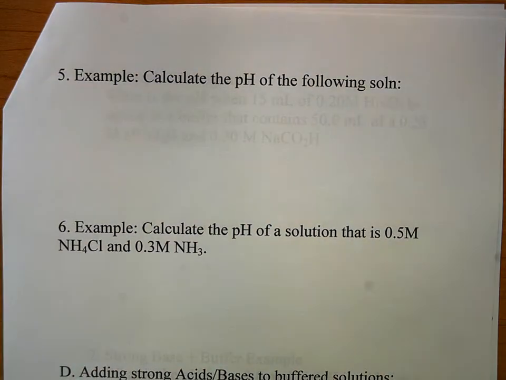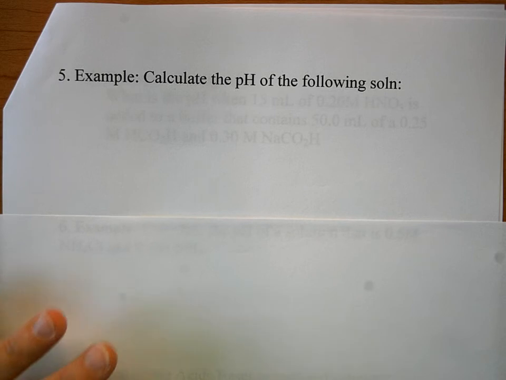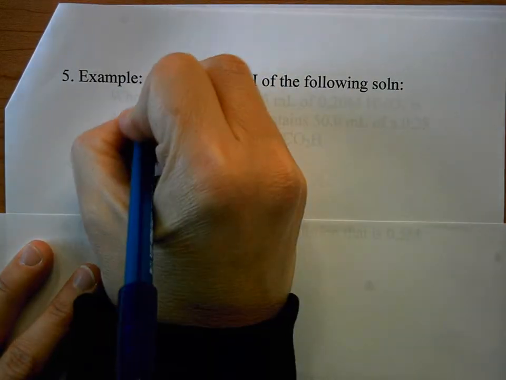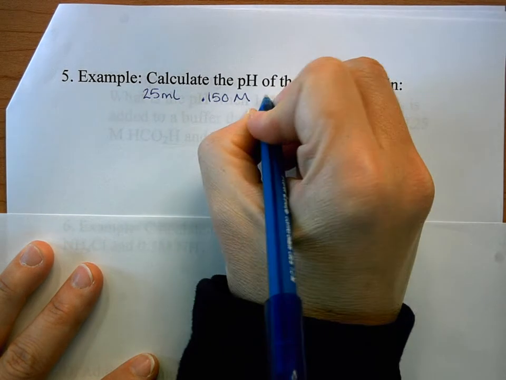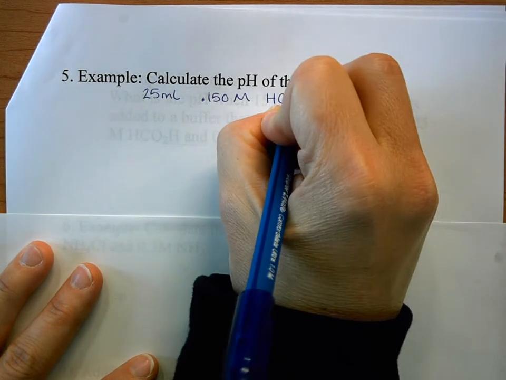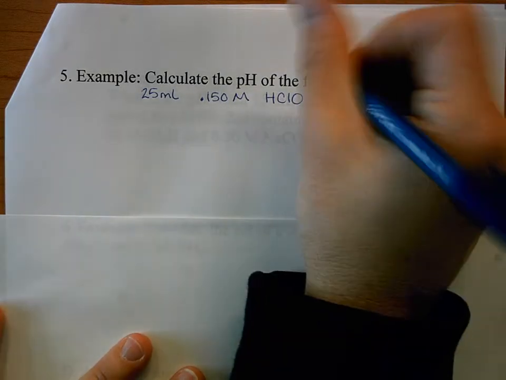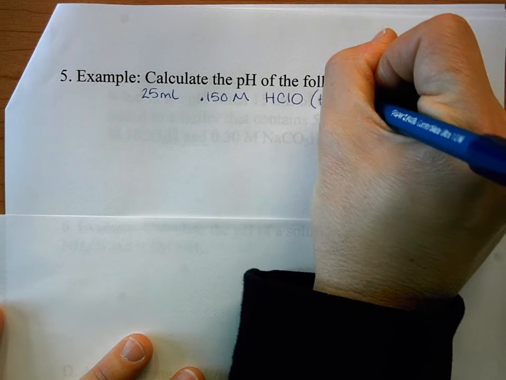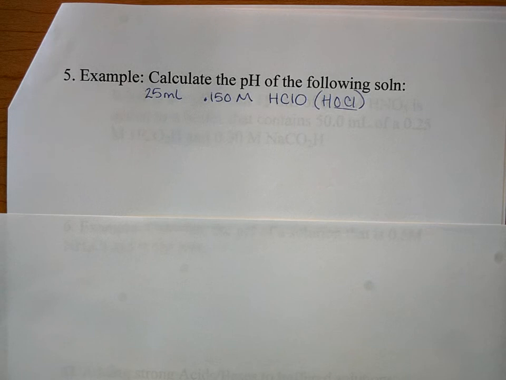All right, let's give you guys a little bit of practice with using Henderson-Hasselbalch. Let's calculate the pH of the following solution. And this is going to be a buffered solution, 25 milliliters of 0.150 molar HClO, hypochlorous acid. You should know also that sometimes they write it like this, HOCl. Okay, same thing, hypochlorous.